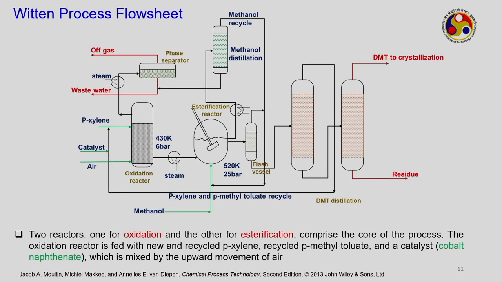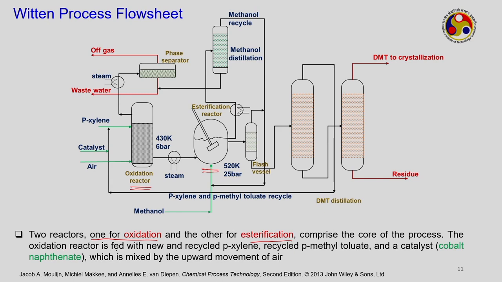Let us see first the Witten process, that is the manufacture of DMT. Now if you see, we have two parts of this entire flow sheet. One is the oxidation reactor here and the esterification reactor here. These are the two things. So first, there are two reactors: one for oxidation and the other for esterification. This is the core of the process.